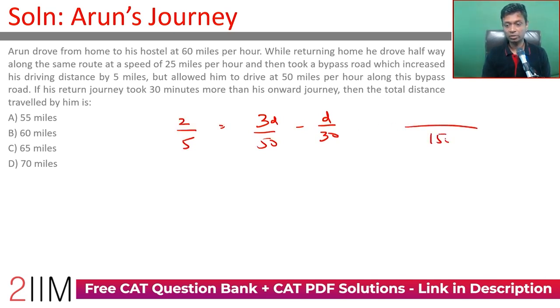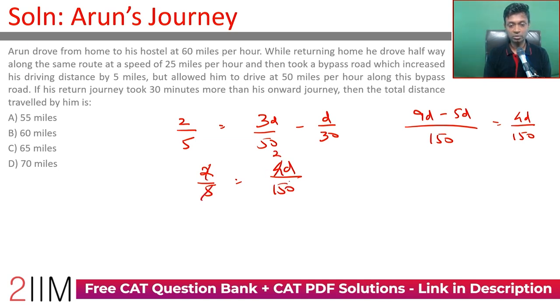LCM is 150. 3d into 3 is 9d. d into 5 is 5d. So this is 4d by 150. 2 by 5 equals 4d by 150. This I'm going to make it as 2d. 150 by 5 is 30. d by this is 15. d by 15 is 1, or d is 15 miles.